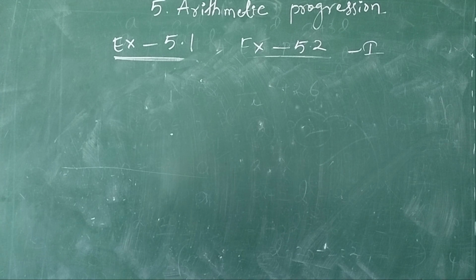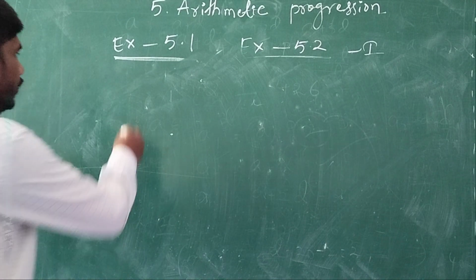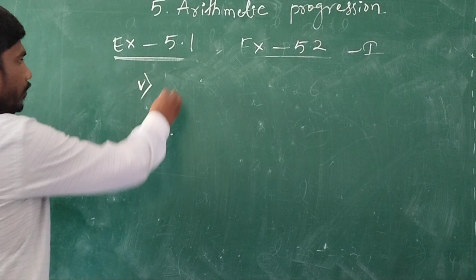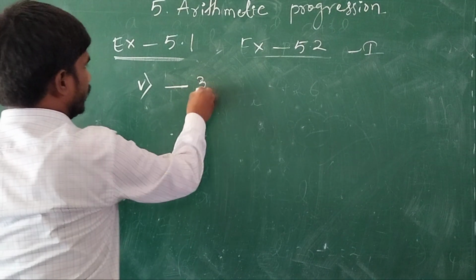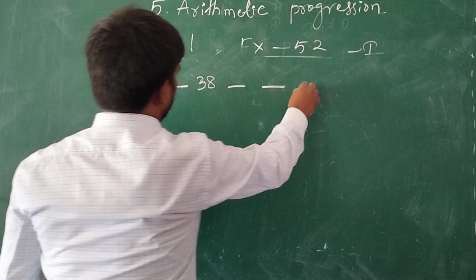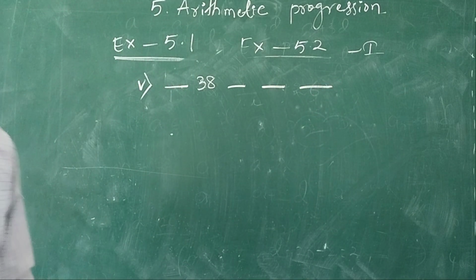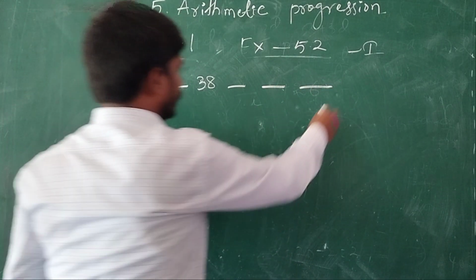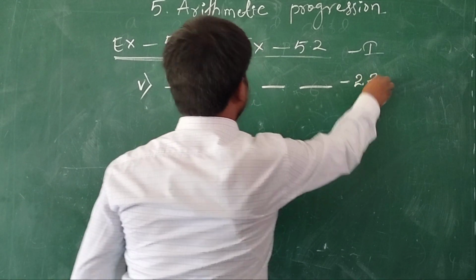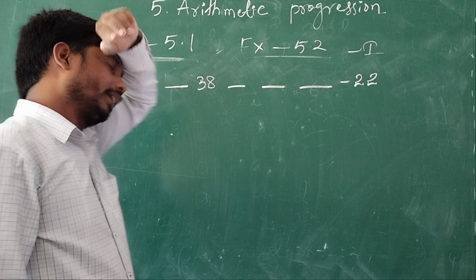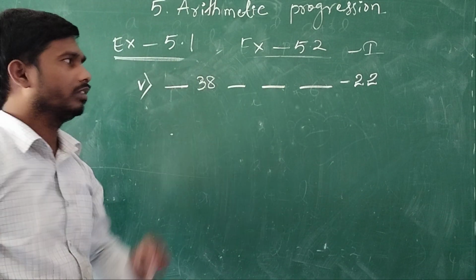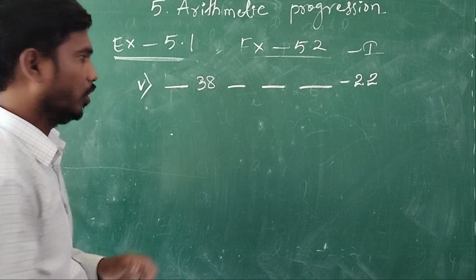For example, the fifth problem. Observe that fifth problem, an important one. First term not given, second term 38 given, third term not given, fourth term not given, fifth term also not given. Again sixth term minus 22 given. Here the first term a is not there, d is not there, any terms not given, directly he gave the sixth term minus 22. How will we find it?